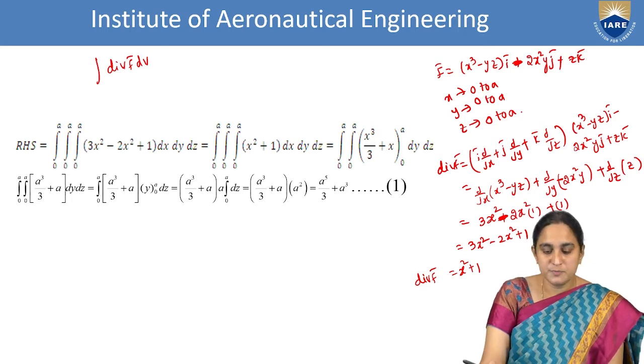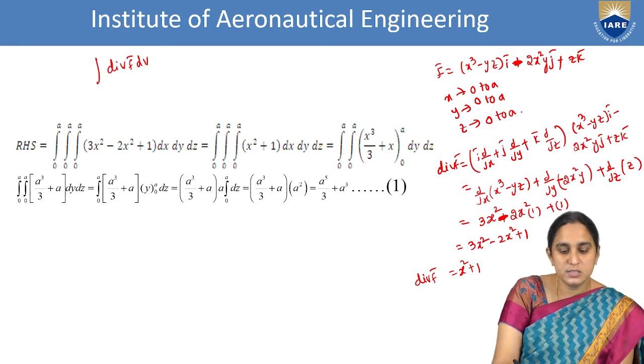Okay. Now, substitute this value in the RHS of the Gauss Divergence Theorem, that is the integral of divergence of f bar dV.